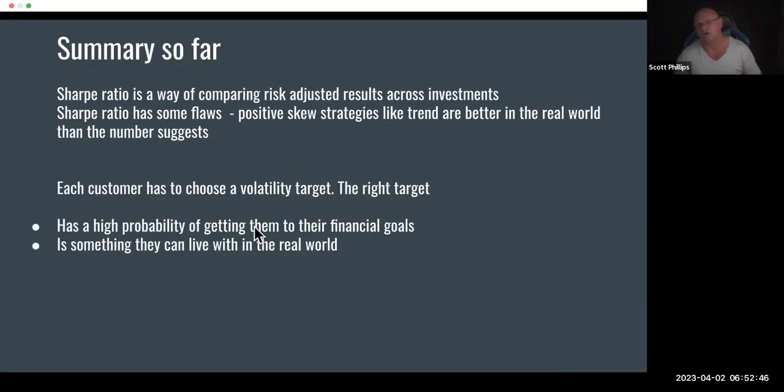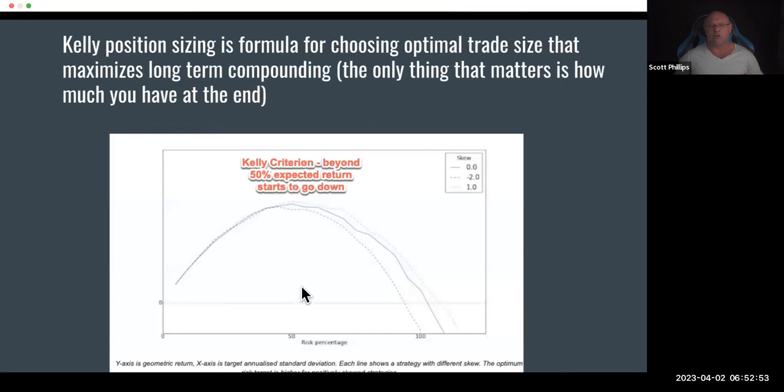So each customer has to choose a volatility target. The right target has a high probability of getting you to your financial goals, and it's something you can live with in the real world. So let's talk a little bit about Kelly criterion position sizing. This is a formula for choosing the optimal trade size that maximizes the long-term compounding.